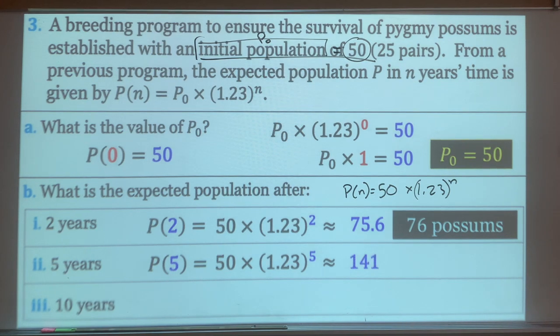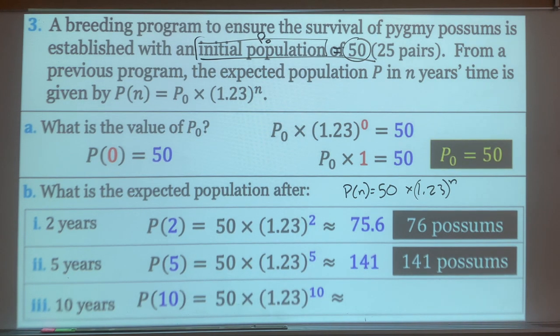To the fifth power is about 141, or 141 possums. P to the 10th, 50 times 1.23 to the 10th power, approximately 396 possums. Right? Any questions with that? You all good? Awesome. Wasn't that easy?